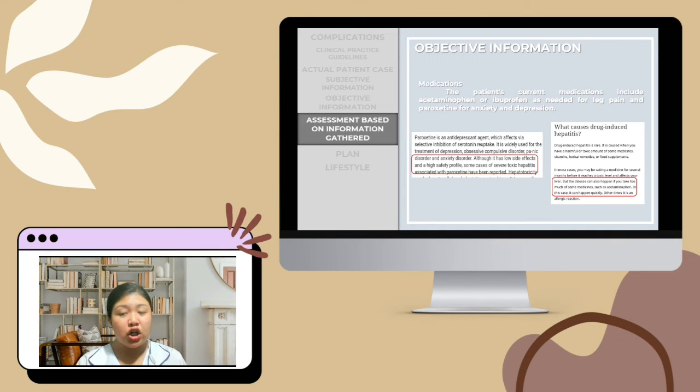Next is for the medications. The patient's current medication includes acetaminophen or ibuprofen as needed for leg pain and paroxetine for anxiety and depression. So, let's first discuss acetaminophen.